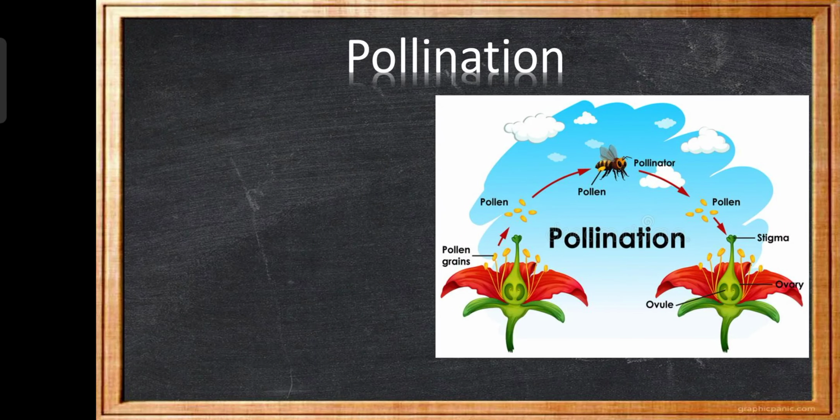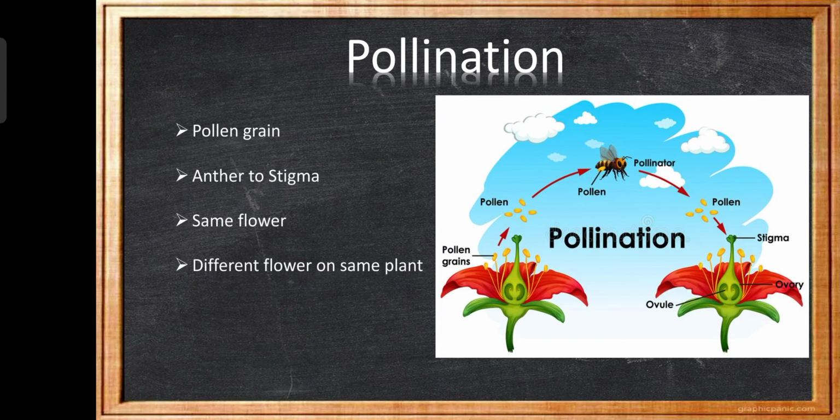Well, in today's session, we will discuss pollination. So, what is pollination? Pollination is the transfer of the pollen grain from anther to stigma of the same flower or different flowers on the same plant. So, pollination is the process of transfer of the pollen grain from anther to stigma of the same flower or different flowers on the same plant.